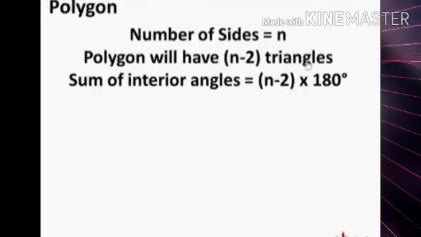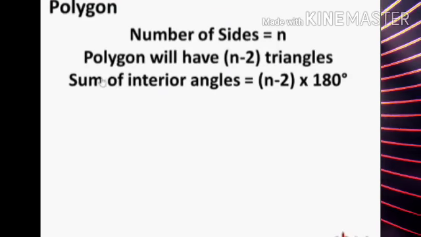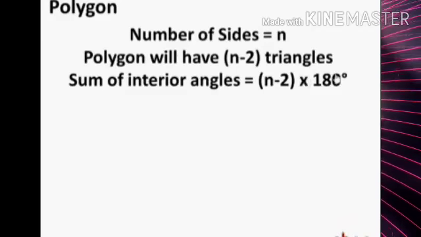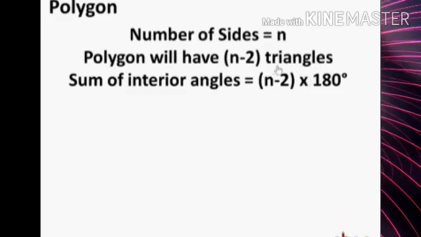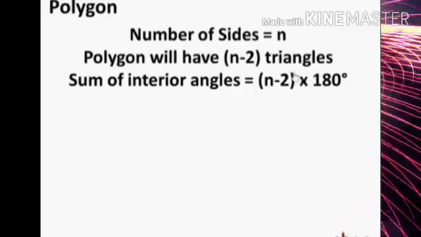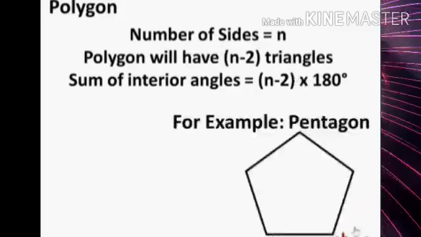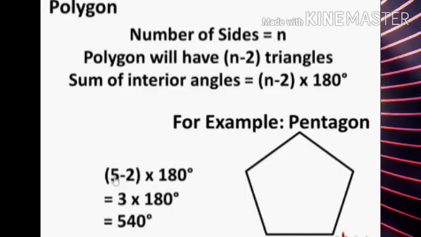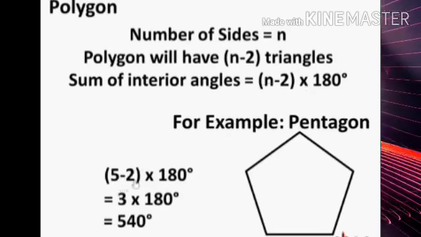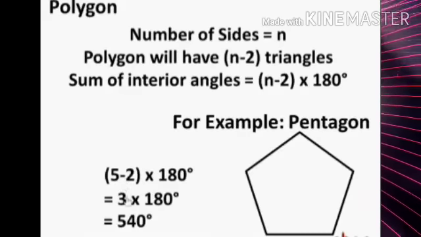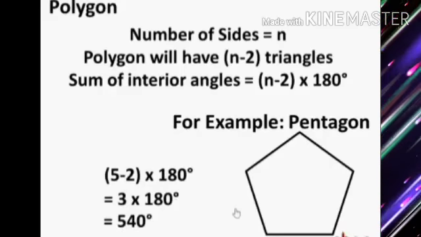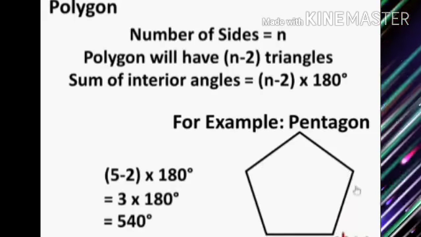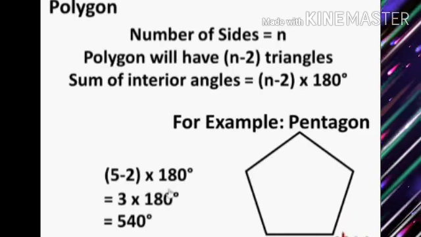So generalizing the formula, let the number of sides be n. A polygon will have n minus 2 triangles, and the sum of the interior angles will be equal to n minus 2 into 180 degree. For example, we are taking a pentagon. It has 5 sides. 5 minus 2 into 180 degree. That is equal to 3 into 180 degree, which is equal to 540 degree. And this we have already done. And you can use the formula for any polygon.